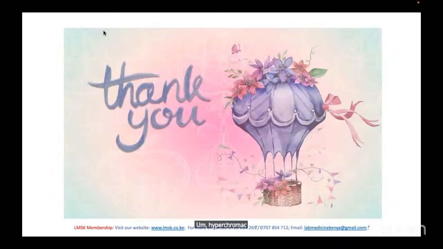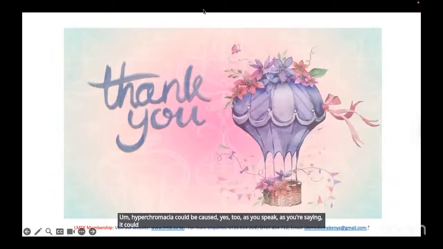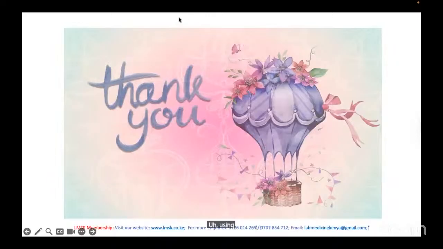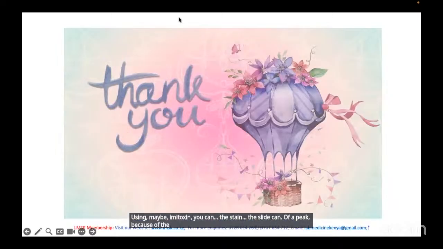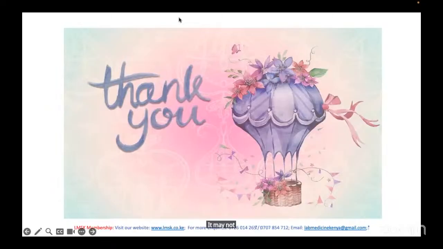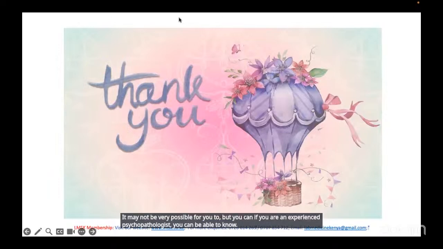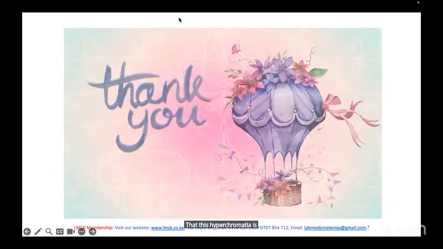Hyperchromasia could be caused, yes, true, as you are saying, by overstaining using maybe hematoxylin. The slide can overstain because of the staining time, the staining length. It may not be very easy, but if you are an experienced cytopathologist, you can know that this hyperchromasia is not due to the staining process.